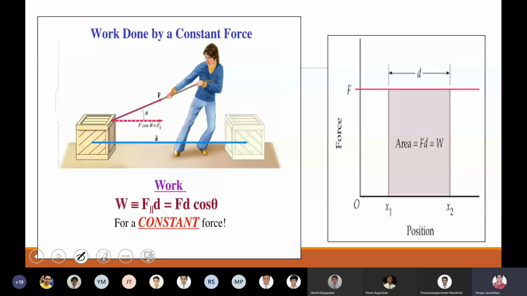Fine, boys. Now look at this. You have started with work, right? Ma'am, can you show the previous slide for a minute?